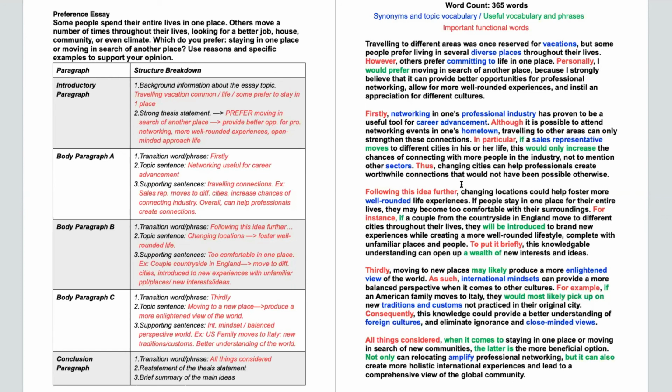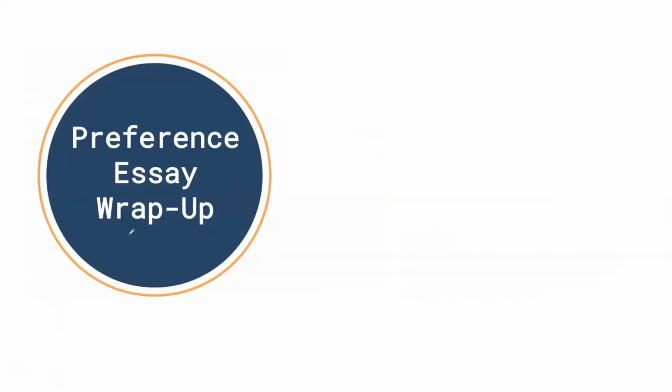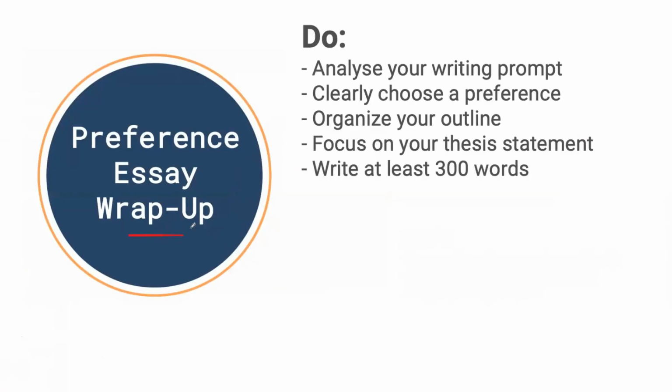All right, great job. Let's wrap up this lesson. I would just like to go through some do's and don'ts when it comes to the preference essay. First, for your do's, make sure you're analyzing your writing prompt and you're understanding that this is a preference essay. Then you want to clearly choose a preference. Remember, choose whatever is easier for you to give examples for and make an argument for. Then you want to organize your outline and focus especially on your thesis statement, because that is really going to guide you as you are writing.